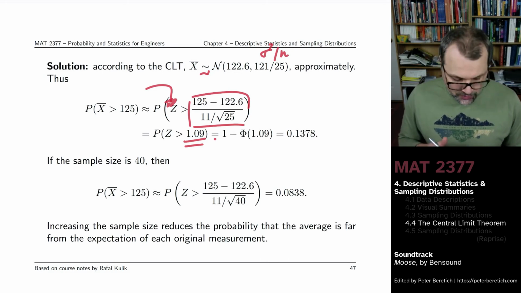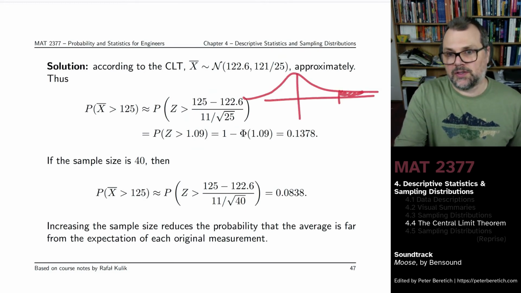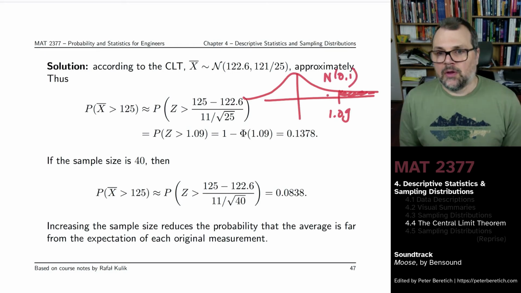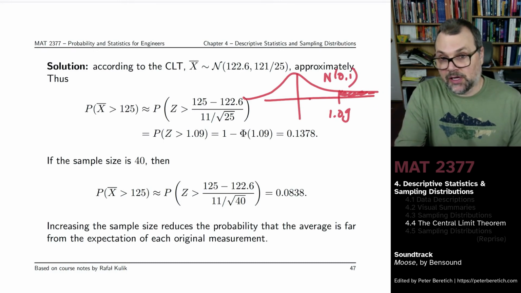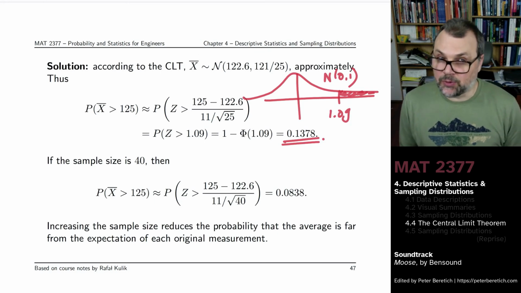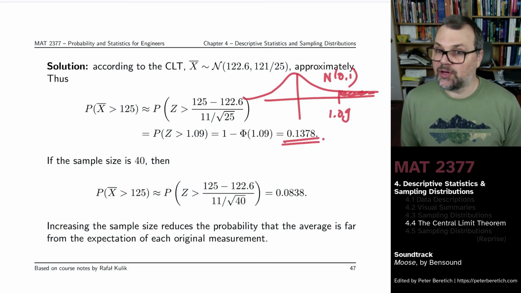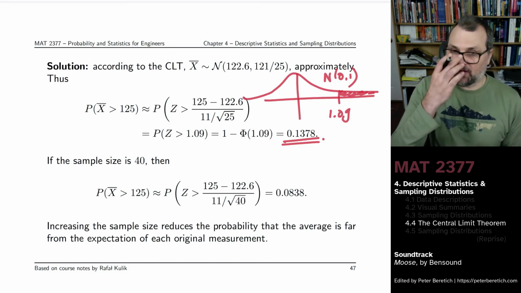And if you remember, what this means is we are trying to compute this area here. Well, we compute the area by 1 minus the area which shows up here, and you're left with what's here. Use your tables, use R, you'll get about 14%. So it's not very likely that it would be greater than 125, but it's at least in the conversation. It could happen. If the sample size was 40 instead of being 25, what would happen?